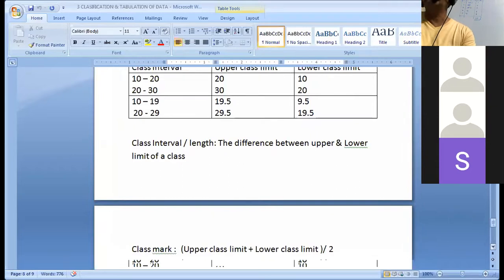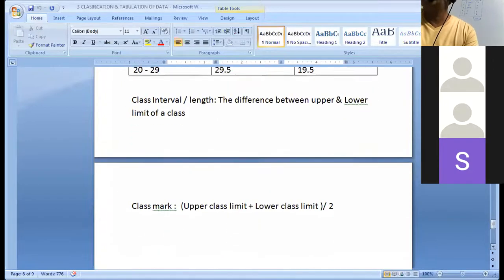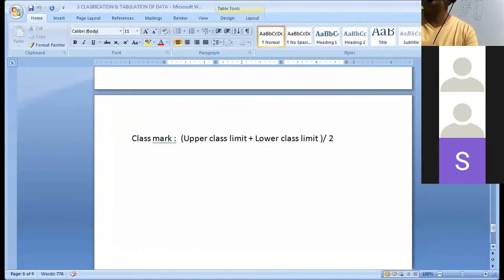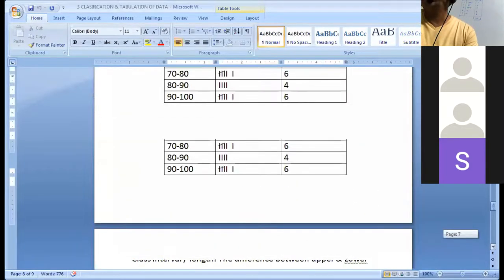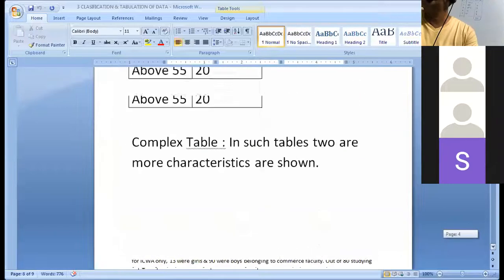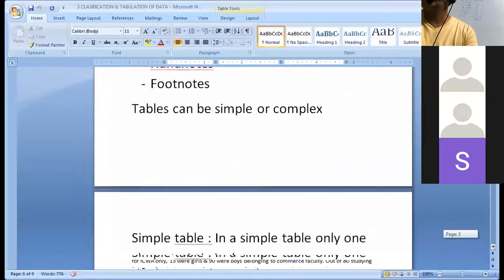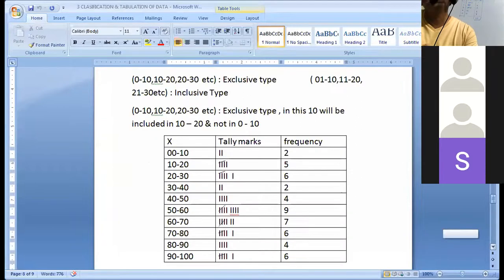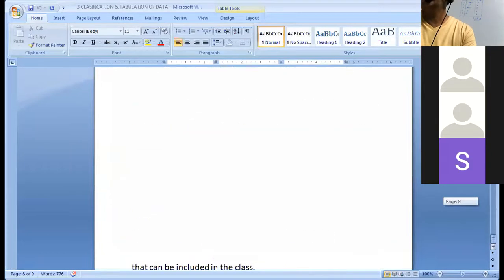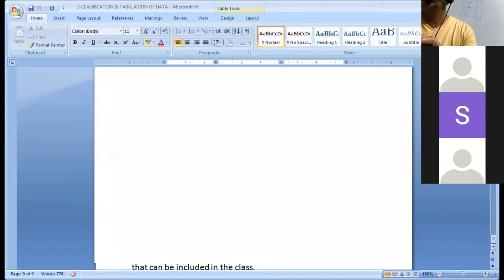The class interval, or class length, is the difference between the upper limit and the lower limit. Then class mark is the upper class limit plus the lower class limit divided by 2. These are some of the formulae by which we can calculate. Anybody has any doubt in this now? Whatever is covered? No doubt?